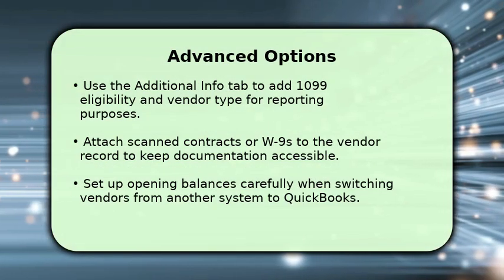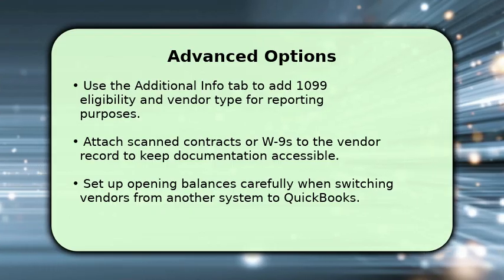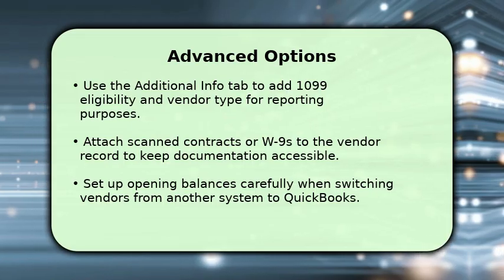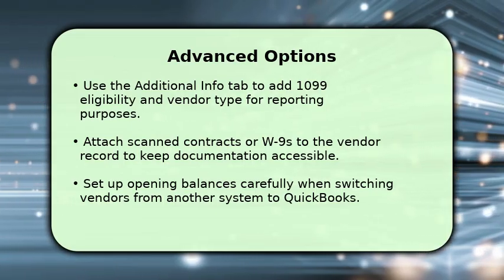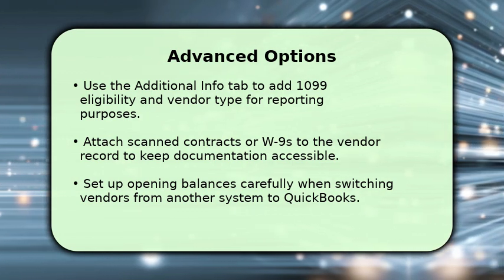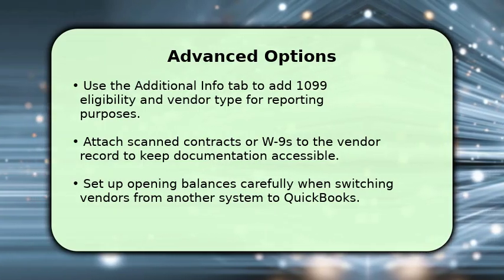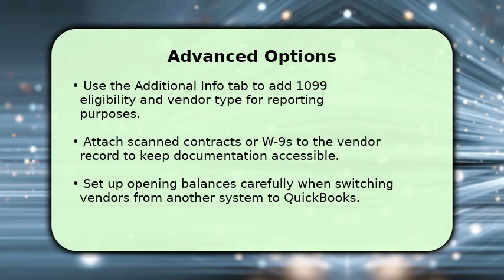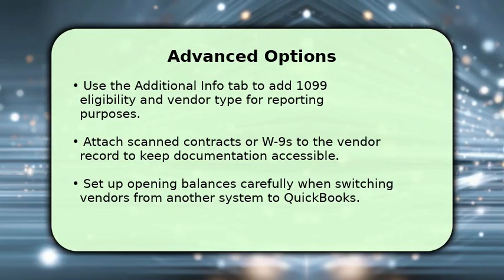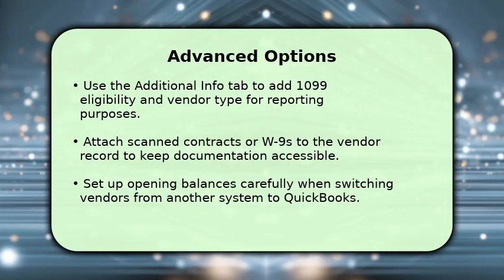Explore advanced options to make vendor management smoother and more professional. Set 1099 eligibility so eligible vendors are tracked properly during year-end. Attach W-9s, contracts, and purchase terms directly to the vendor record for quick reference. If migrating from another system, enter an opening balance and original invoice date to preserve history. These steps help with audits, vendor communication, and accurate financial statements without creating duplicate records.